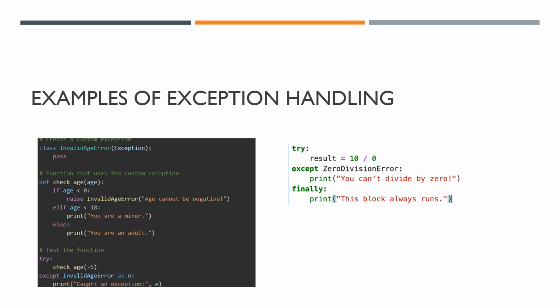The finally block is especially important. It always runs, whether or not an exception occurs. In real applications, this is where you'll release resources like closing a file or a database connection, ensuring your program cleans up after itself.